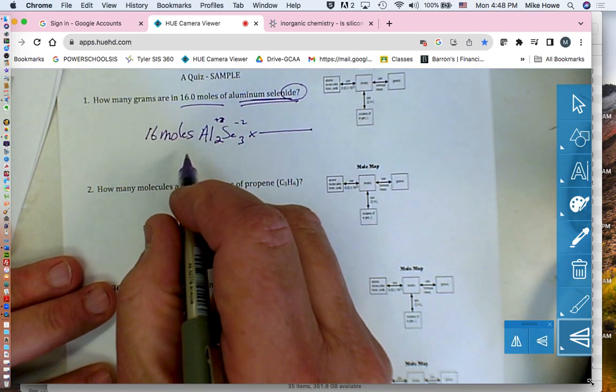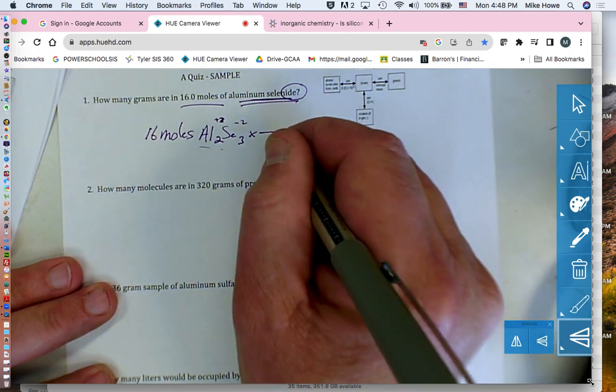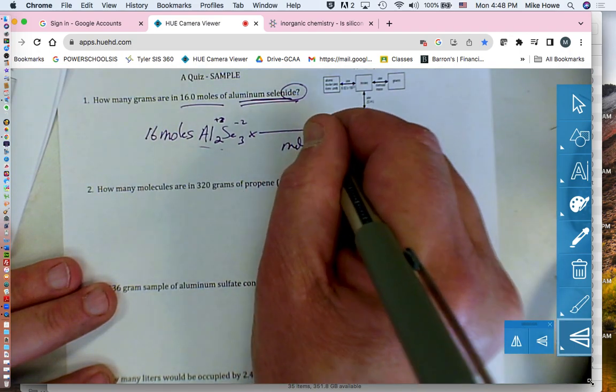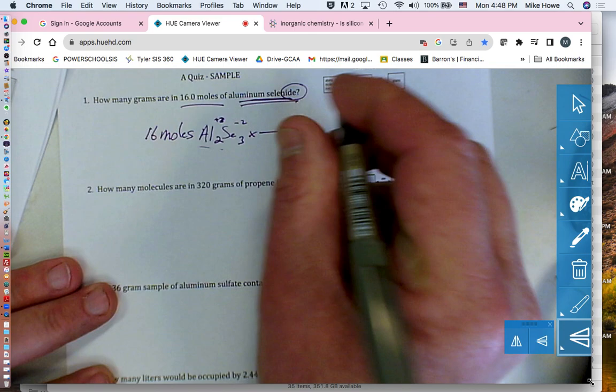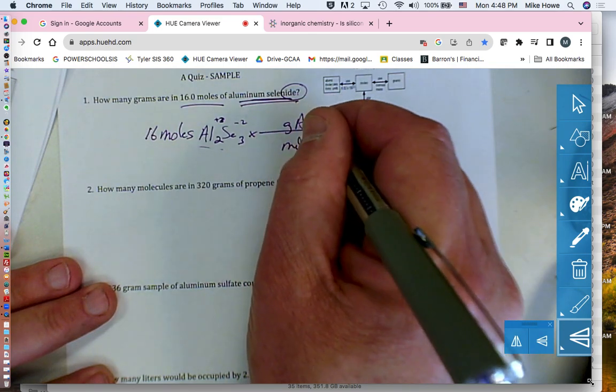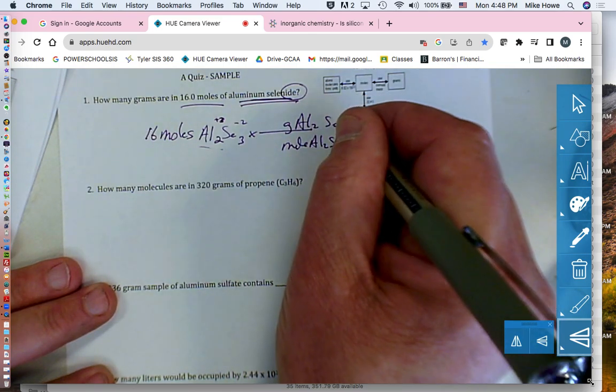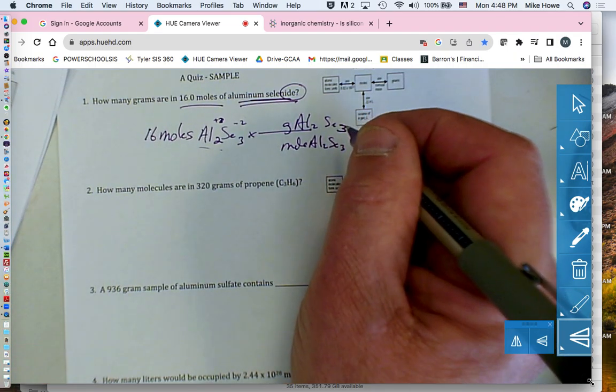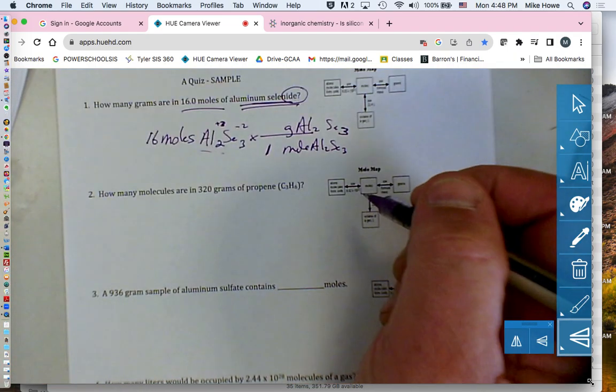Okay, we're looking for grams, so we want to get rid of moles. So you've heard me say a lot of times that whatever unit is here goes on the bottom, so you'd have moles of aluminum selenide on the bottom and grams of aluminum selenide on the top. All right, so 1 always goes in moles on the mole test.